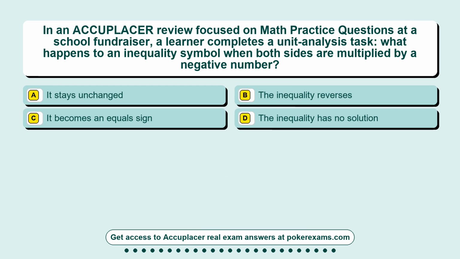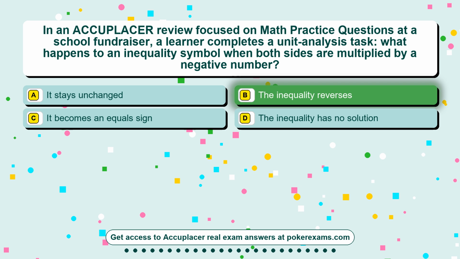Question 13. In an Accuplacer review focused on math practice questions at a school fundraiser, a learner completes a unit-analysis task. What happens to an inequality symbol when both sides are multiplied by a negative number? Option A, it stays unchanged. Option B, the inequality reverses. Option C, it becomes an equal sign. Option D, the inequality has no solution. The correct answer is option B, the inequality reverses.